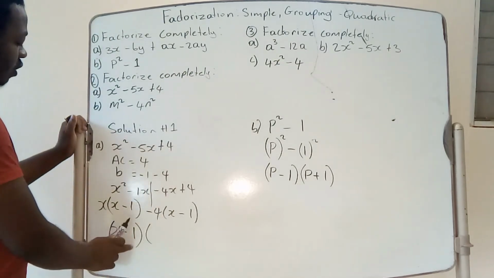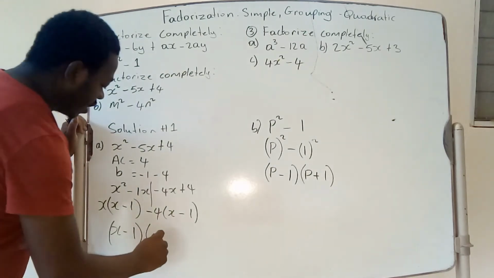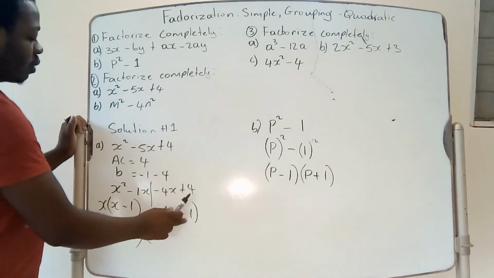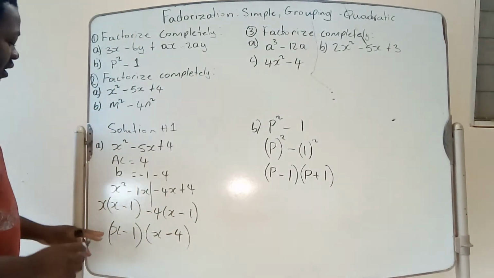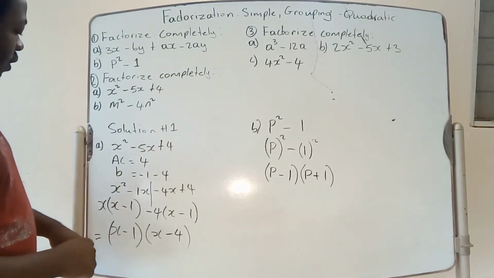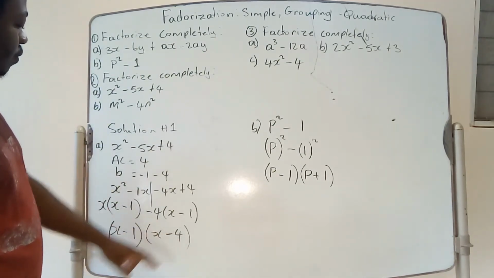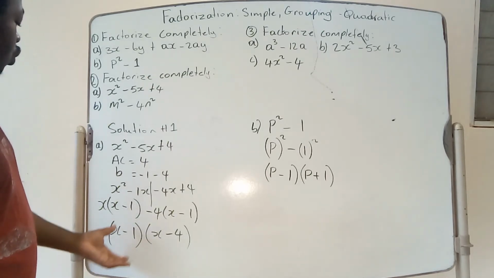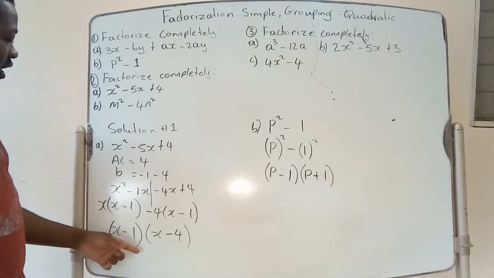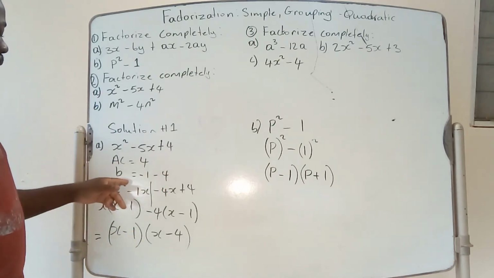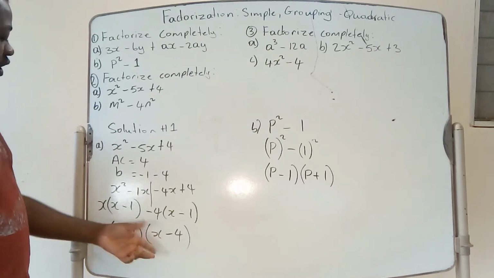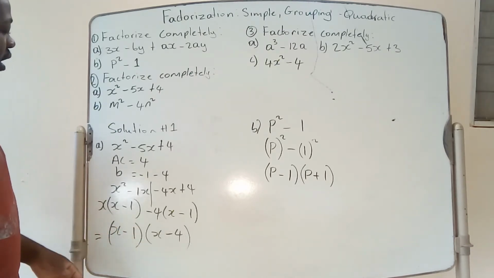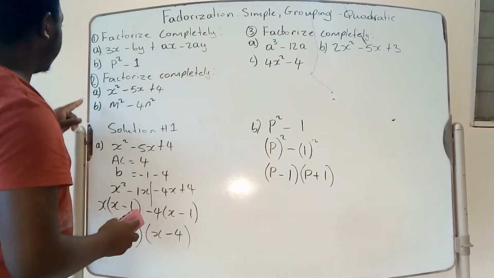If you factor out x minus 1 out of the first term, x is left, and if you factor out x minus 1 out of the second term, minus 4 is left. So your final answer is x minus 1 times x minus 4. Right? But note that the factor of this quadratic expression came from the b term here. The b term we use minus 1, minus 4, and note that minus 1 and minus 4 is a part of the factor. Alright?